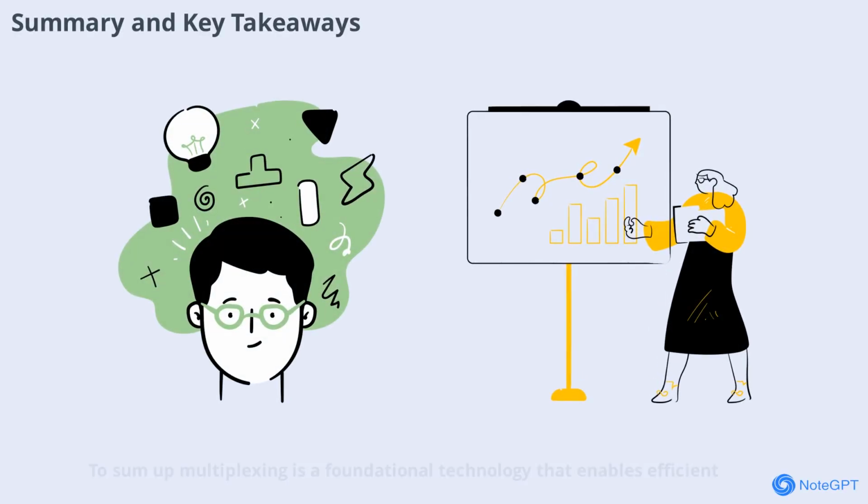To sum up, multiplexing is a foundational technology that enables efficient, reliable, and scalable communication across countless applications. From FDM and TDM to advanced digital techniques, multiplexing maximizes the use of available resources and supports the ever-growing demand for data. Understanding the principles of multiplexing, transmission impairment, and the difference between modulation and multiplexing is essential for anyone interested in communication technology. As we look to the future, multiplexing will continue to drive innovation and connect our world in new and exciting ways.